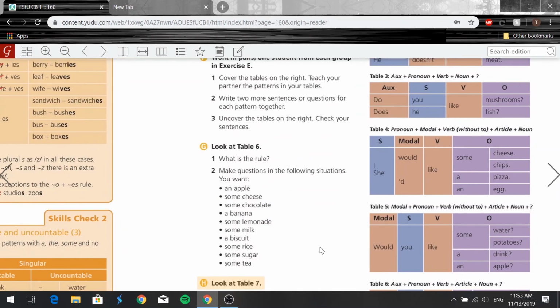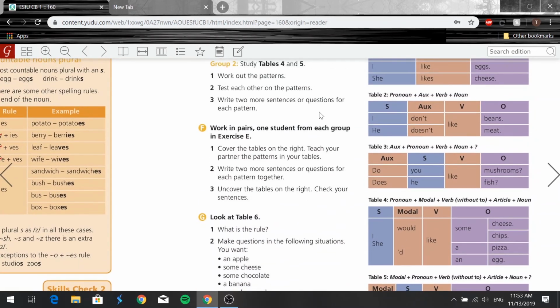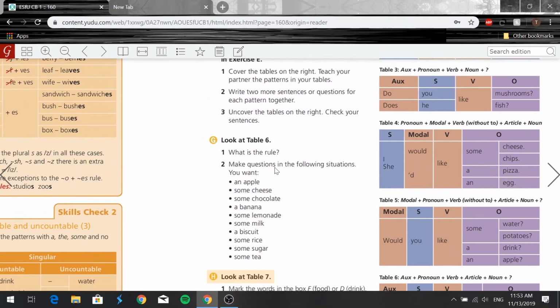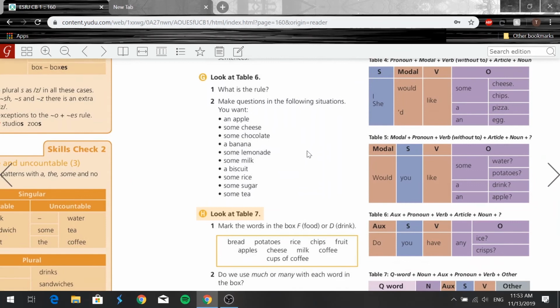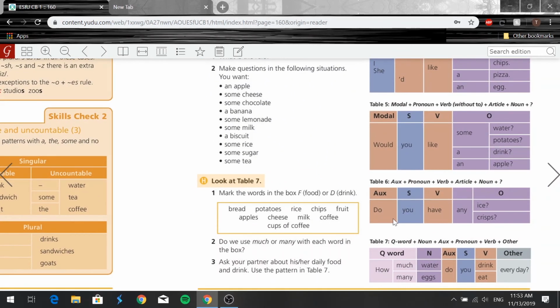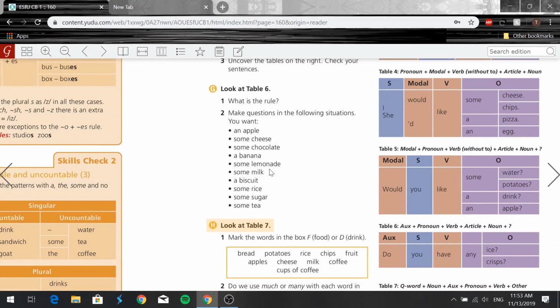Alright? Now let's go to, we got all these two. So now let's go to exercise G. What is the rule? Look at table 6. Let's take another look at table 6. We have do question with do. Do you have any ice? Do you have any crisps? Okay. Make questions in the following situations. If you want an apple, how would you go about asking for it?